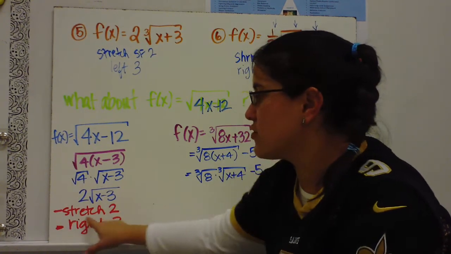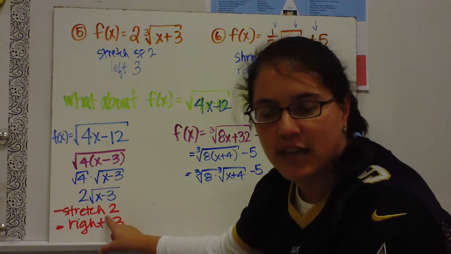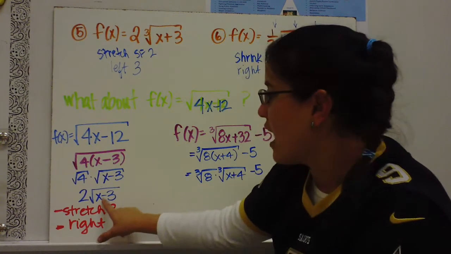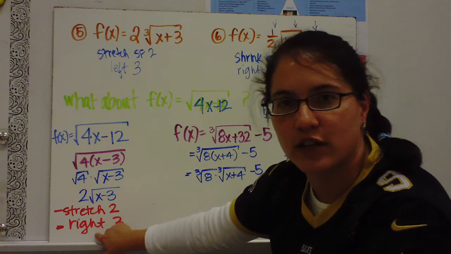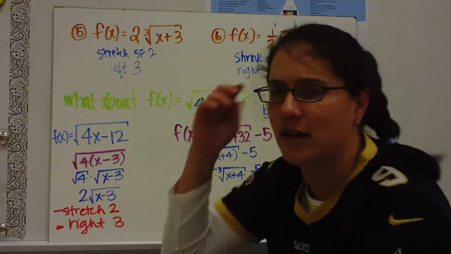The 2 on the outside means there's going to be a stretch with a scale factor of 2. And the x minus 3 means it's going to shift to the right 3 units. All right, that was complicated. Let me do this one with you.